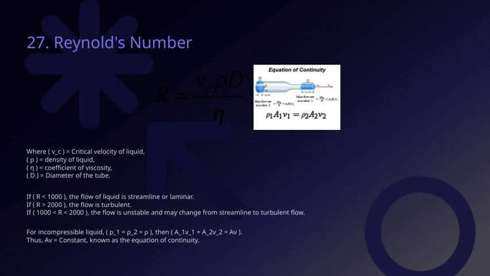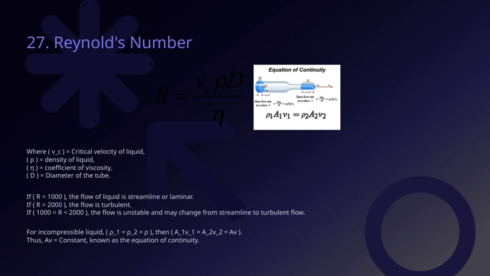Remember, the critical velocity is a key concept here, because it marks the threshold at which flow transitions from laminar to turbulent. The parameters involved, density ρ, viscosity eta, and tube diameter d, affect the Reynolds number and consequently the flow regime.